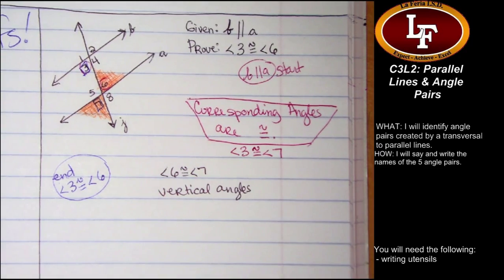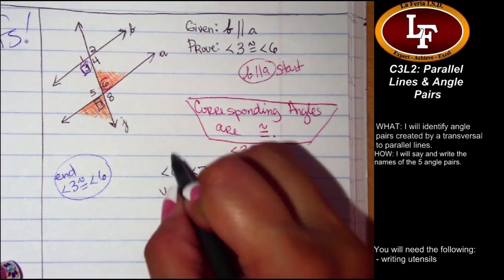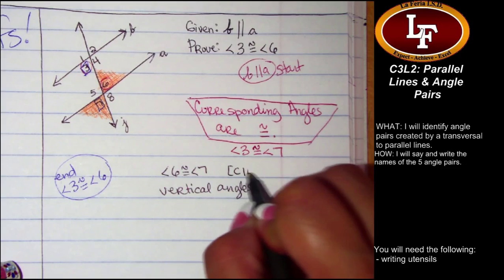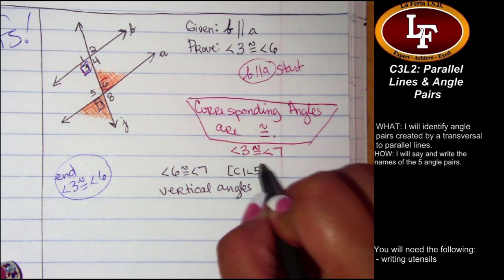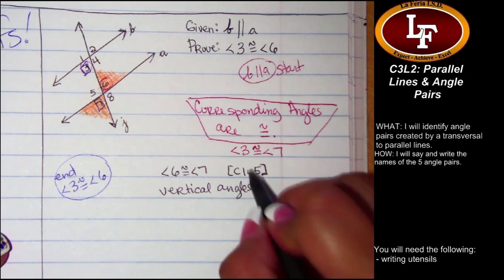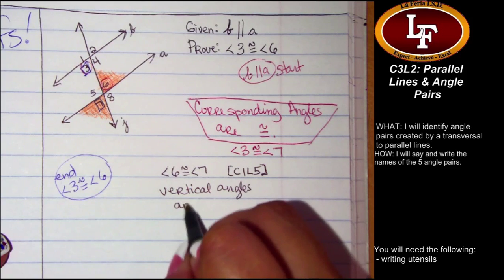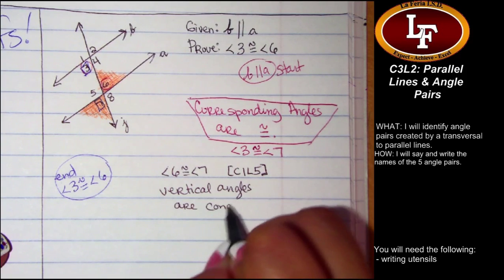Because in that section, this is chapter 1, lesson 5. So I'll put a little note here. Chapter 1, lesson 5 is where this came from. When we looked at vertical angles, we had a sentence that said vertical angles are congruent.